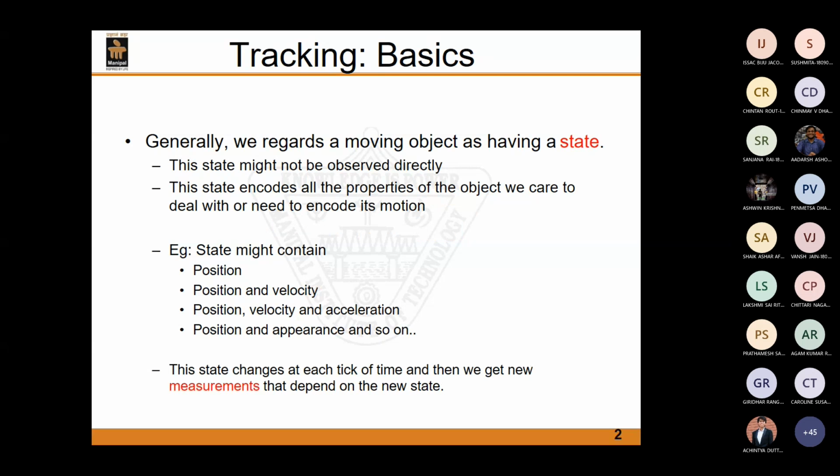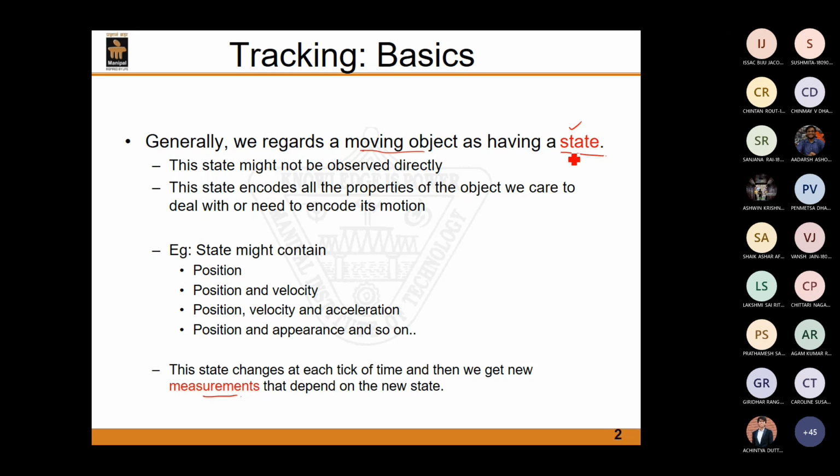So before we move on to the details of the tracking, just to familiarize with two terms which you have already familiarized earlier. One is the term state, and the other one is the term measurements. Measurements are basically the observations. What state means is that we are assuming every moving object will have a particular state, and this state keeps changing at each frame of the video sequence.